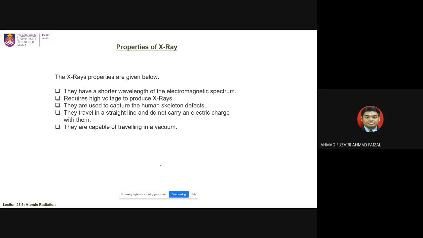The properties of X-ray are given below. They have a shorter wavelength and require high voltage. They are used to capture human skeleton defects. If you want to see maybe broken bones, or what's inside our lung, you can see a very dark or very bright area in the lung, because X-ray is very specific for tissues and structures.